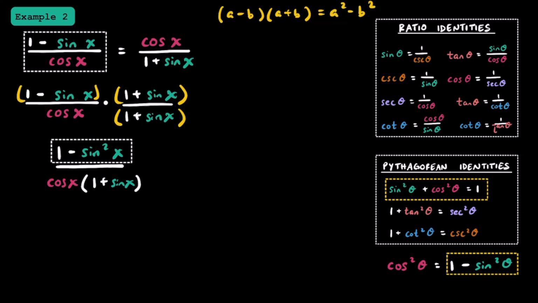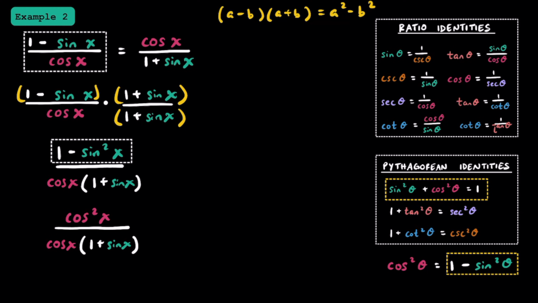Hopefully you're excited to see this numerator of 1 minus sine squared of x, because it matches one of our Pythagorean identities, written in a different way. Remember that 1 minus sine squared of x is the same thing as cosine squared of x. Substituting that in, we can write cosine squared of x over cosine of x multiplied by 1 plus sine of x.